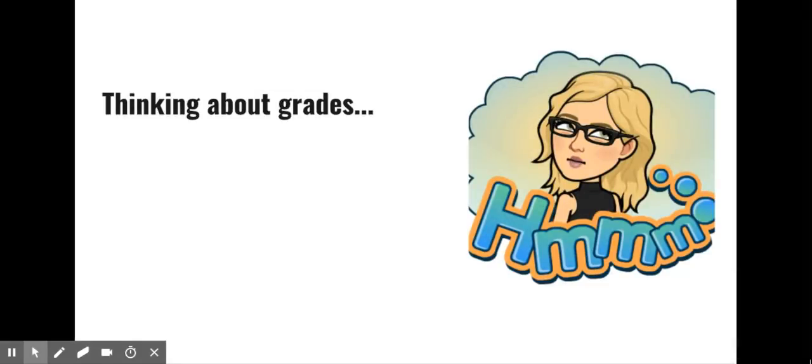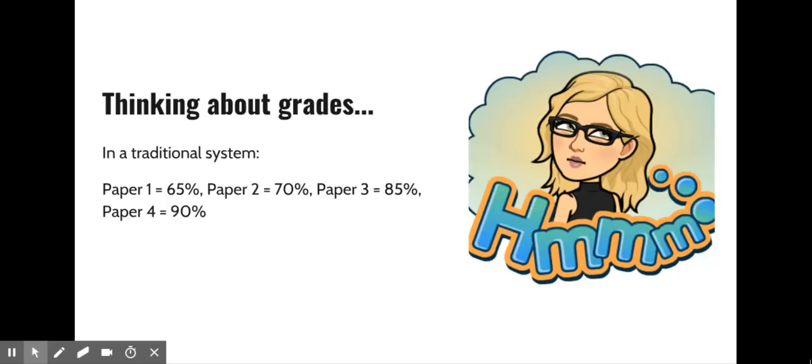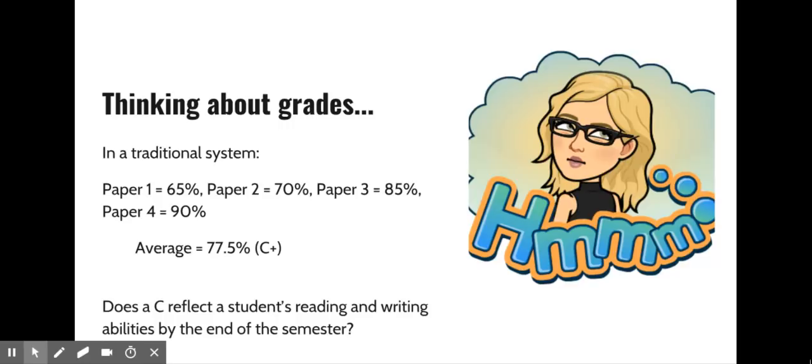So to give you an example, if you're thinking about grades in a traditional system, maybe these were the 4 papers given throughout a semester: paper 1, 65; paper 2, 70; paper 3, 85; and paper 4, 90. Well, the average of that would be a 77.5, which would be a C+. And when you look at this, does a C reflect the student's current writing abilities by the end of the semester? I would say no. For me, showing that by the end of the semester they were writing at an 85 and a 90, that's a B+ level, not a C+ level. And so that's what this takes into account. There is no perfect way to determine grades in this system.